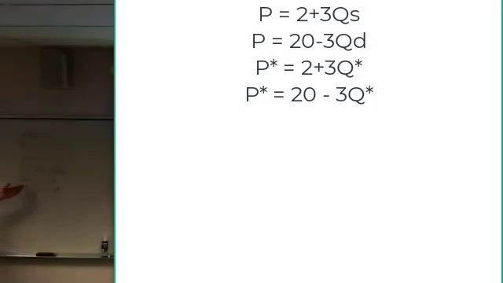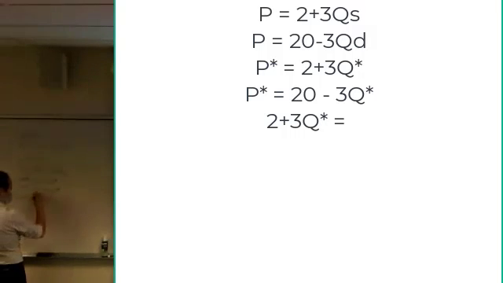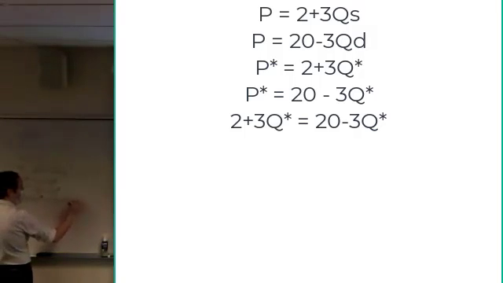All right, then two equations, two unknowns. We got P star, we got P star. If math tells us anything, it's that these two things are going to be equal to each other. So we have one P star here, which is 2 plus 3 Q star, and that's going to be equal to this P star, which is 20 minus 3 Q star. Okay. Now we have one equation, one unknown.